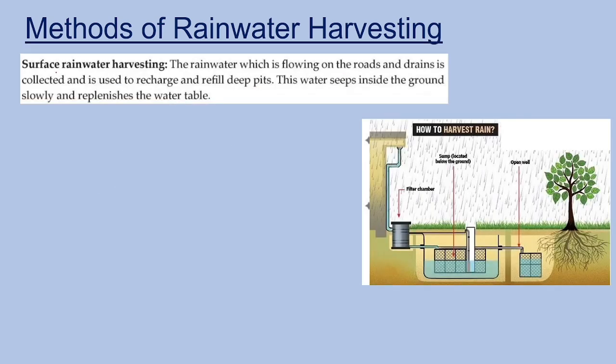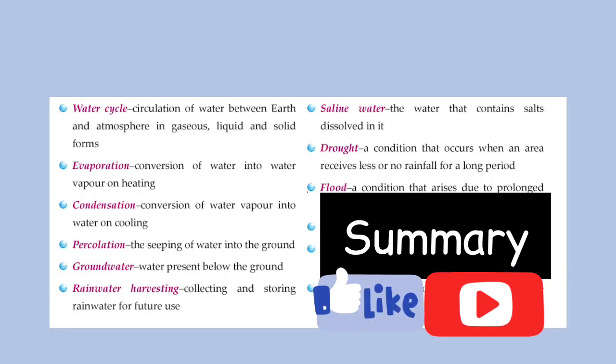There is another method, that is surface rainwater harvesting. In this method, the rainwater which is flowing on the surface, that is roads and drains, is collected and used to recharge and refill deep pits. This water seeps into the ground slowly and replenishes the water table. Because in this method the surface water of the earth is recharged, this method is called surface rainwater harvesting. So what have we learned in this lesson?